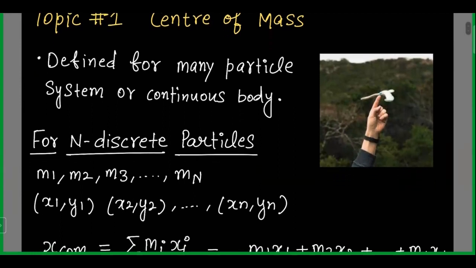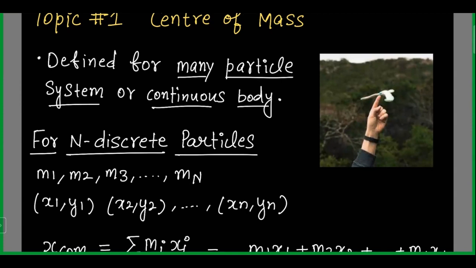So center of mass is defined for a many-particle system or a continuous body. Let's say you have a system which has many particles. All those particles are discrete, meaning separated from each other, and there are many such particles. You can define a center of mass for that system, or you can even define a center of mass for any continuous body. Any continuous body means a stick, a disc or a cylinder like this.